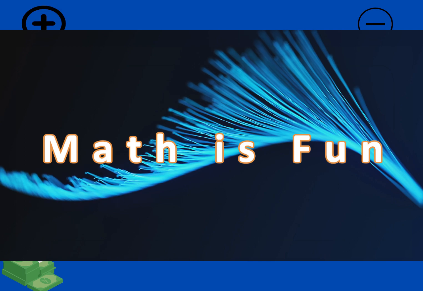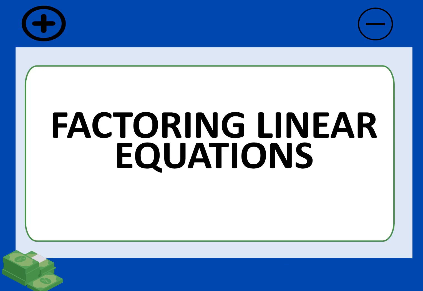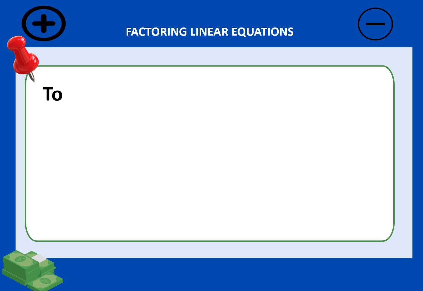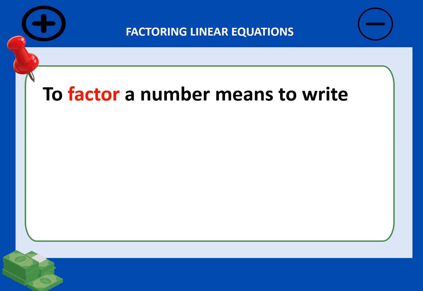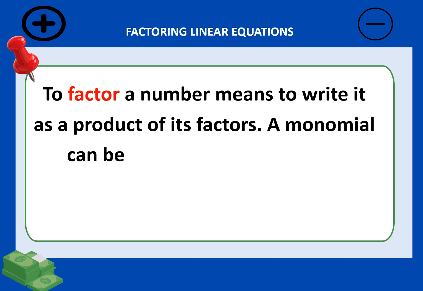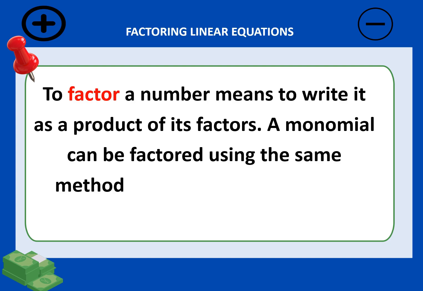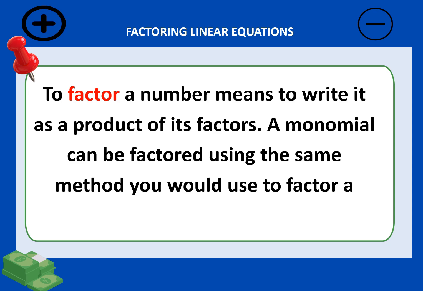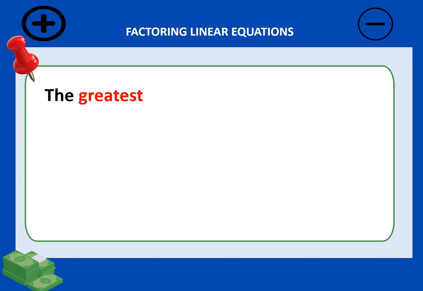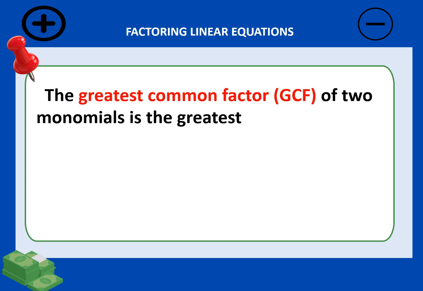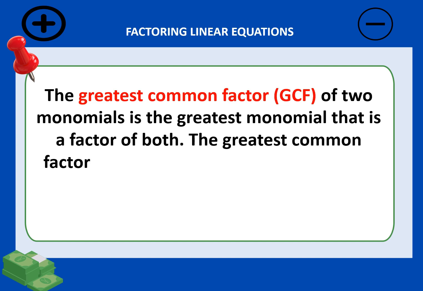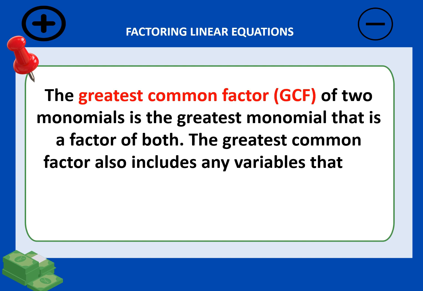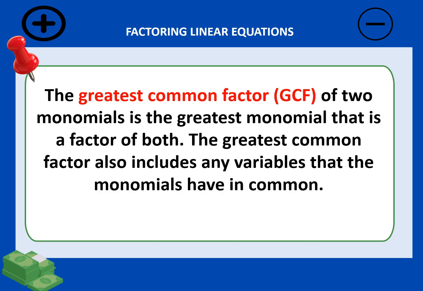Our lesson for today is all about factoring linear equations. To factor a number means to write it as a product of its factors. A monomial can be factored using the same method you would use to factor a number. The greatest common factor, or GCF, of two monomials is the greatest monomial that is a factor of both. The greatest common factor also includes any variables that the monomials have in common.